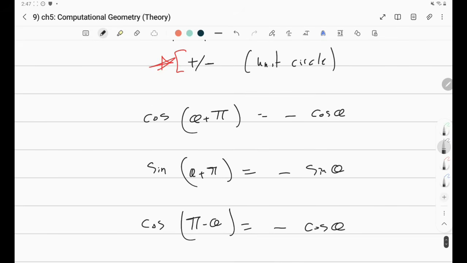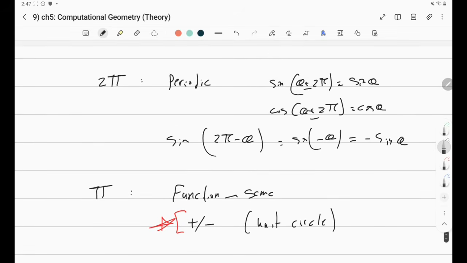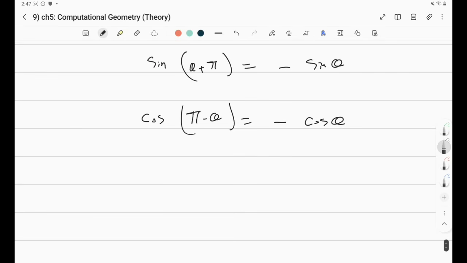Okay, so now life should be easy for you. Now you know how to handle 2 pi and pi. Now what about pi over 2? What about 90s? To figure these out, it's also easy. Now you should just know that the function flips.